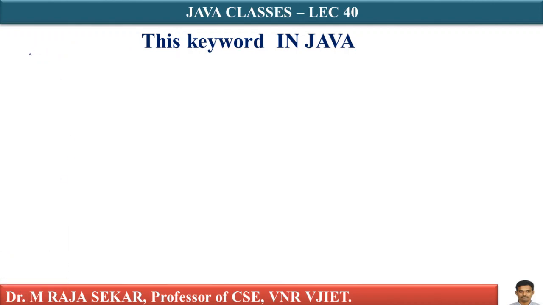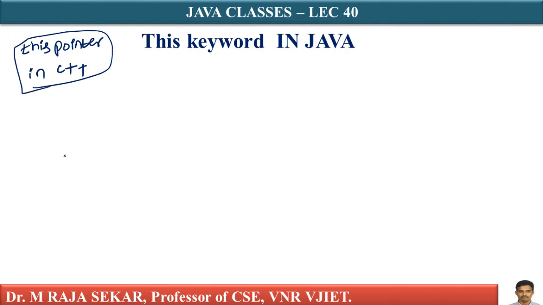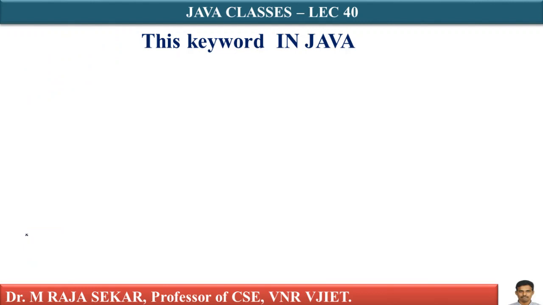It is just similar to the this pointer in C++. In the C++ programming language, there is a pointer known as the this pointer. In the context of C++, we call it the this pointer, but in the context of Java, we must say this keyword. You must not say pointer, because you cannot declare pointers explicitly in Java. Anyway, I don't want to deviate from the regular topic. Let me discuss the this keyword.